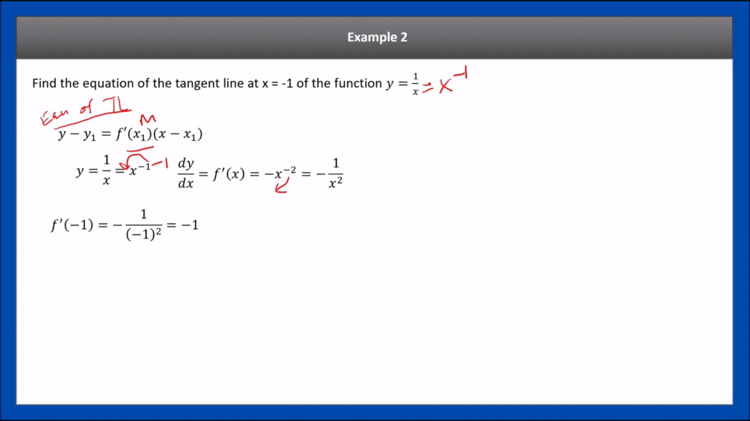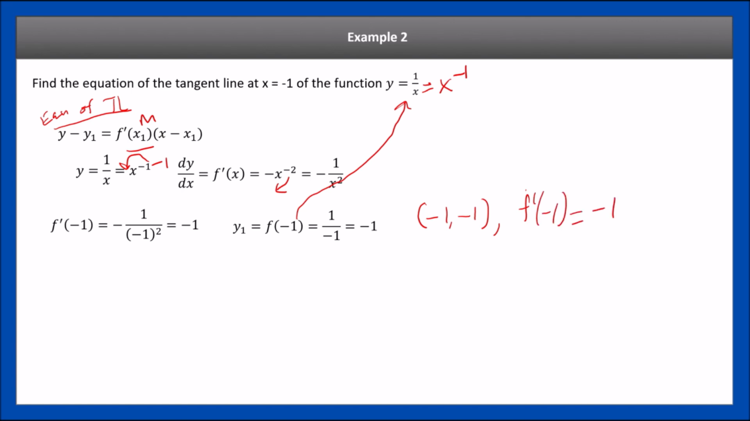All right, so here we go. So then we have the derivative here, so we're going to plug a negative 1 into that derivative, right? So we get negative 1 over negative 1 squared, which is negative 1. Next, we're going to figure out what the function value is at negative 1. So we're going to plug negative 1 into this original function. But if I do that, I get negative 1 as well. So far we have that the coordinates are negative 1, and that the derivative at negative 1 is negative 1. So we got negative 1s everywhere.